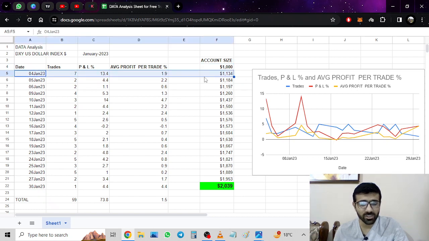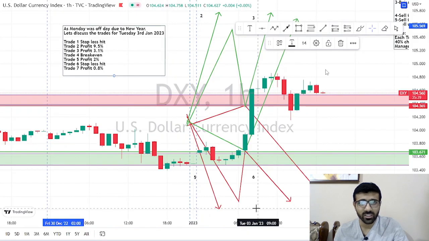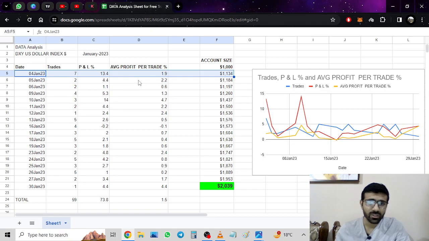Okay, so let me share the screen from the 4th January trades. This is a screenshot from one of my videos that I made on the 4th of January. So the trades were of 3rd January. So over here, as I explained, trade 1 stop loss hit, trade 2 9.5% profit, trade 3 3.1, trade 4 break even, trade 5 2%, trade 6 we hit a stop loss, and trade 7 we made a 0.8% profit. Okay, so this is how I have analyzed my data for you guys for simpler.